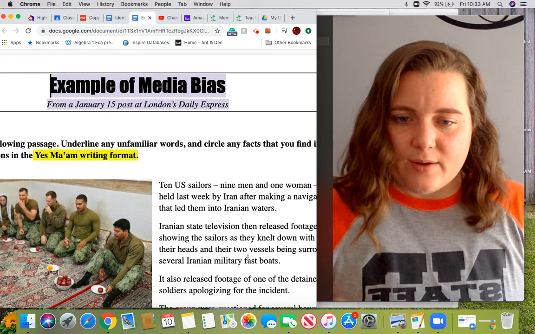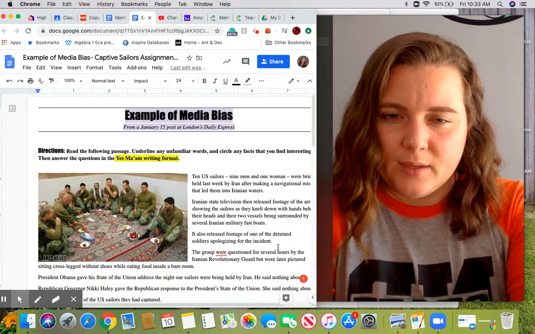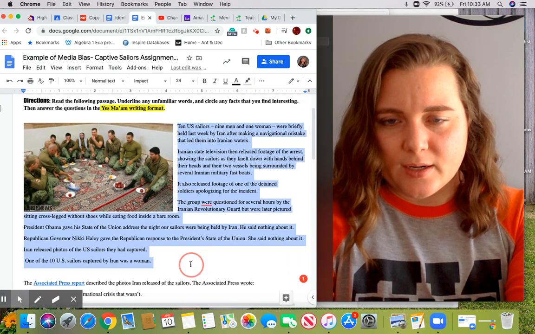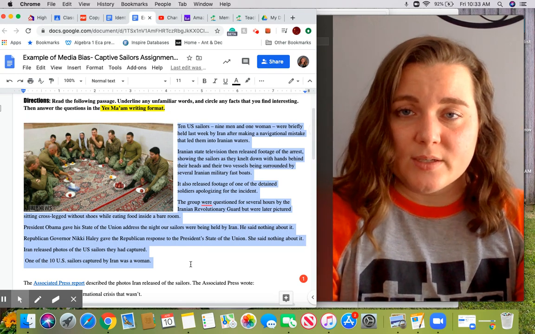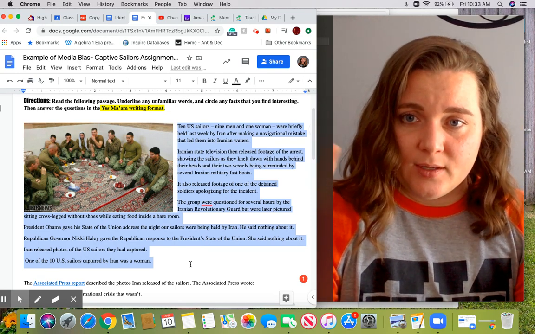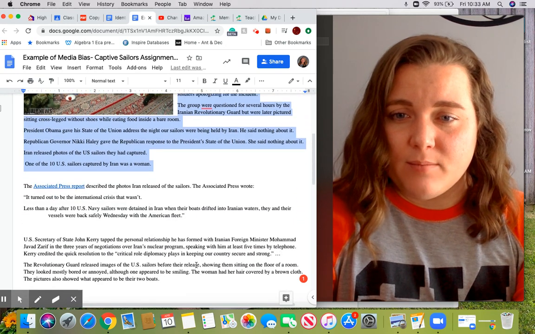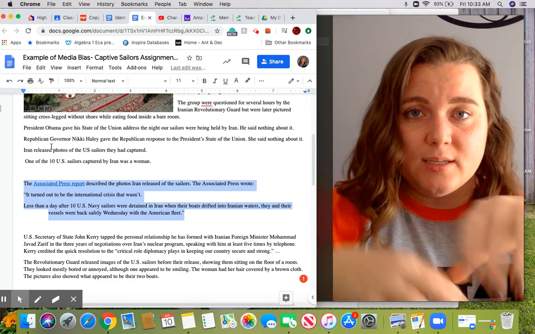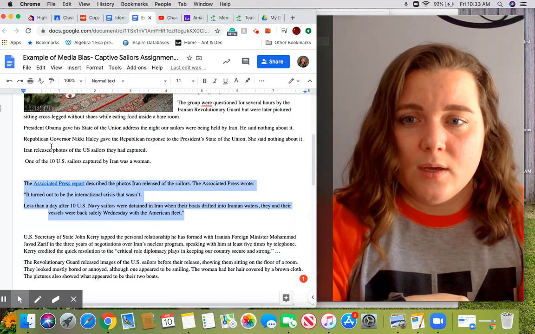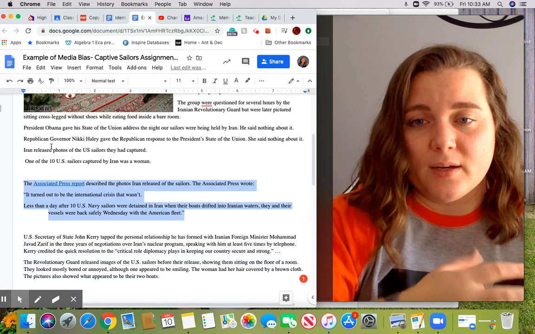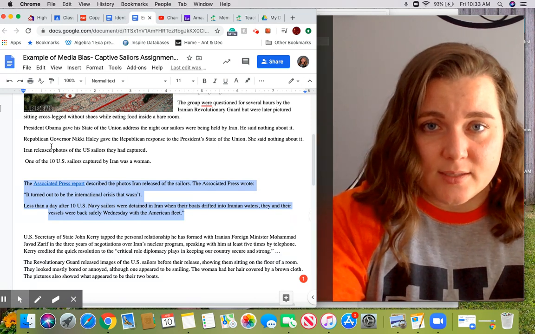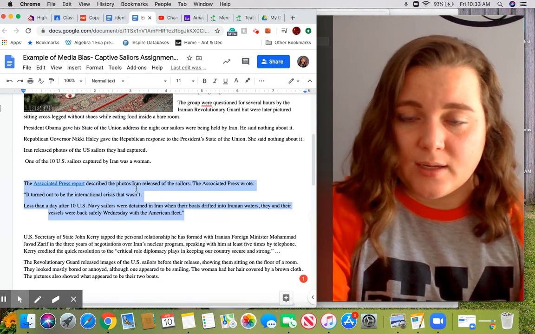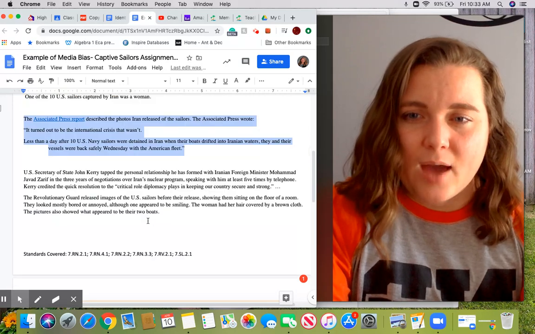So the one you have for today, let me back that up just a little bit. This is set up where the article first, right here, tells you what the situation was, what actually happened. Then in the middle here, this is how the media presented the same situation to the world. You need to try to determine how the media is being biased here. So up here is what actually happened. Here is how the media presented it to the world. How is the media being biased?